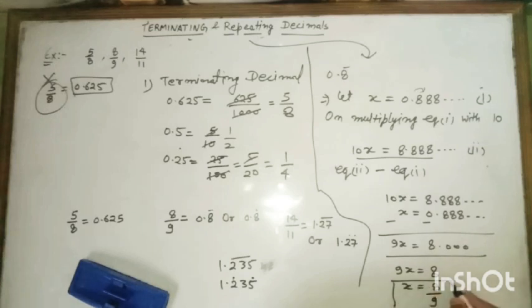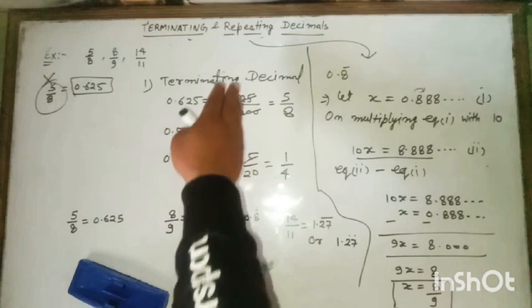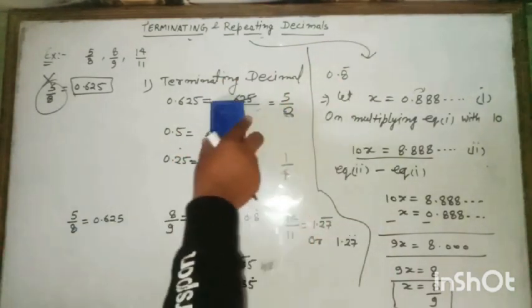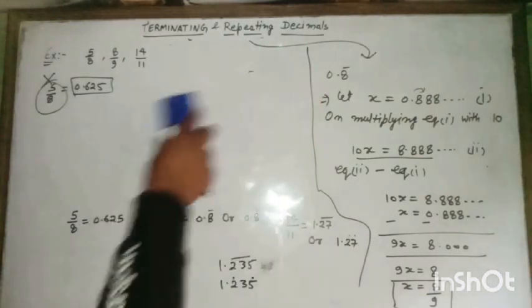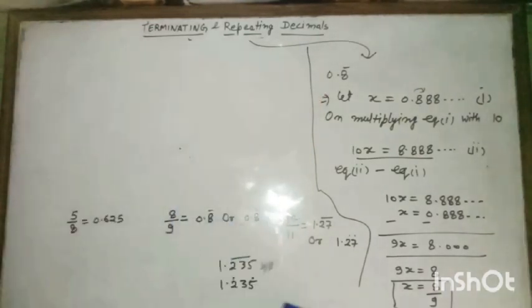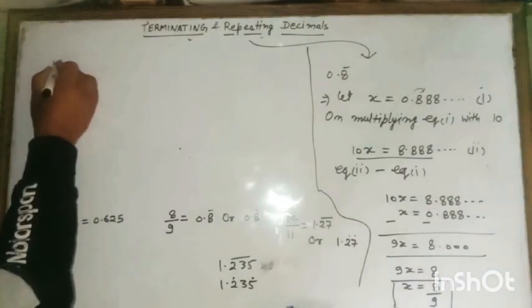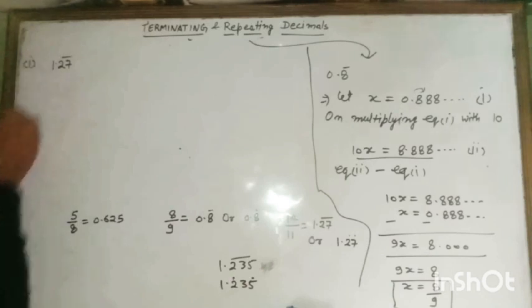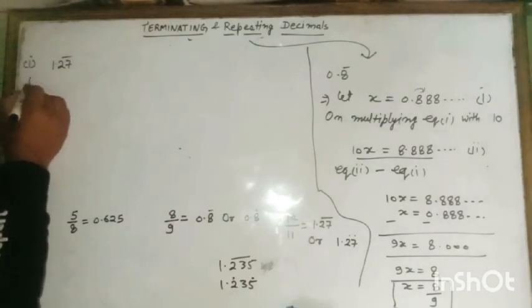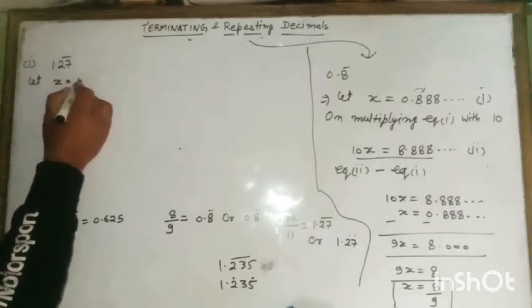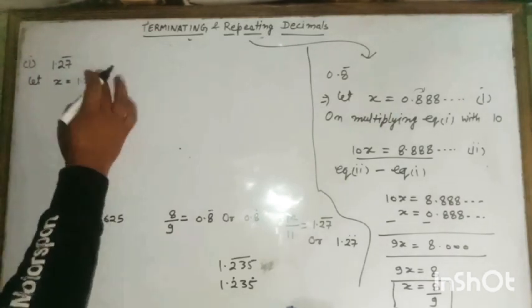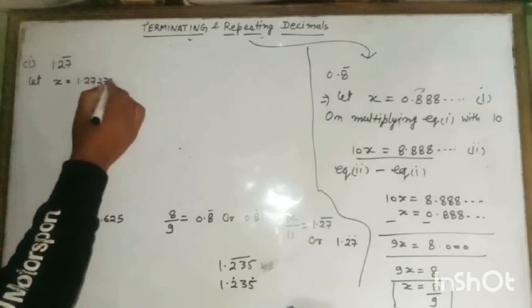So this is the way that you will find out how to write a repeating decimal as a fraction. One more example I will do here, that is if two digits are repeating, like our number was 1.27 bar, it is written in the question like this. So how will you do it? First you will write let x is equal to 1.27 bar or 1.2727, that's your choice, how you want to write it, and so on like this.